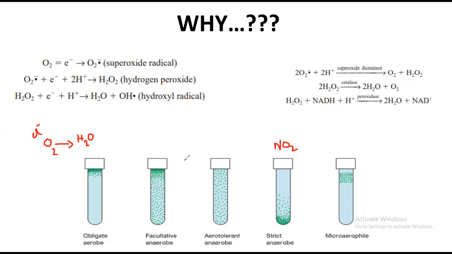So these are known as strict anaerobes. This is the main reason for the obligate aerobes and the strict anaerobes. The second main reason is that if there is abundant oxygen in the atmosphere, mainly in the media, there are such types of enzymes that readily provide electrons to the oxygen.